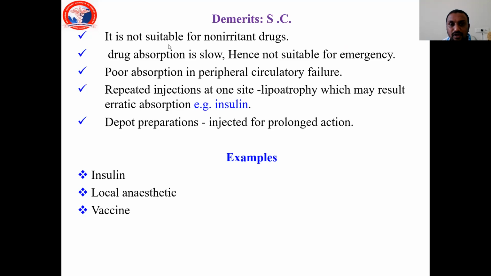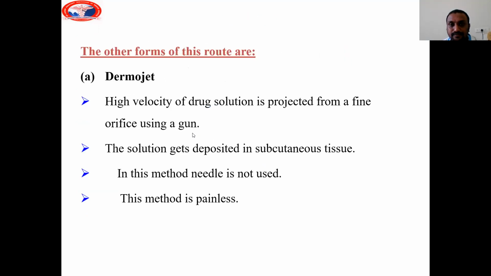Demerits are that it is not suitable for irritant drugs. Drug absorption is slow, hence not suitable for emergency. There is poor absorption in case of peripheral circulatory failure. Repeated injection at one site and lipodystrophy may result in reluctant absorption, for example with insulin. Depot preparations are injected for a longer action. Examples of the subcutaneous route are insulin, local anesthetics, and certain vaccines.